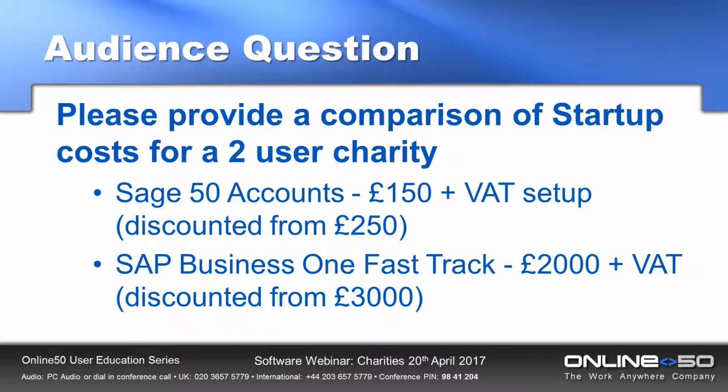With SAP, the fast track implementation is normally £3,000. For charities, I think that's £2,000. I will check that before we post the video and make sure I've got the right answer on there. And that does include training with all the basics of how to run and operate the system.